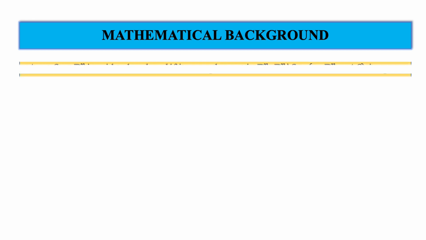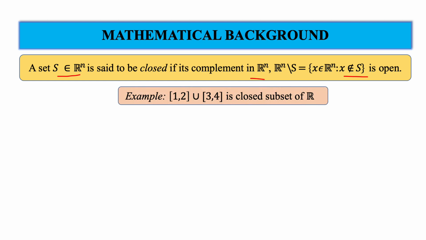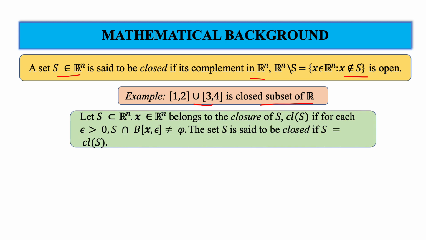One can also define a closed set. A set S in Rn is said to be closed if its complement in Rn is open. The complement of S in Rn is all those elements in Rn which are not in the set S. So the union of those closed intervals is also a closed set. A closed interval is a closed subset of R.